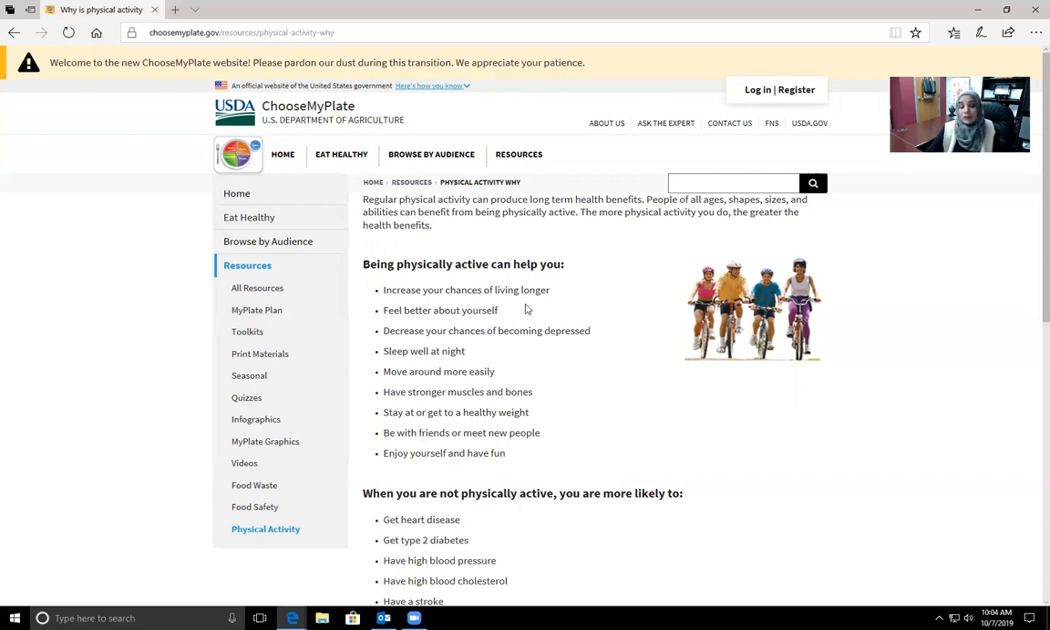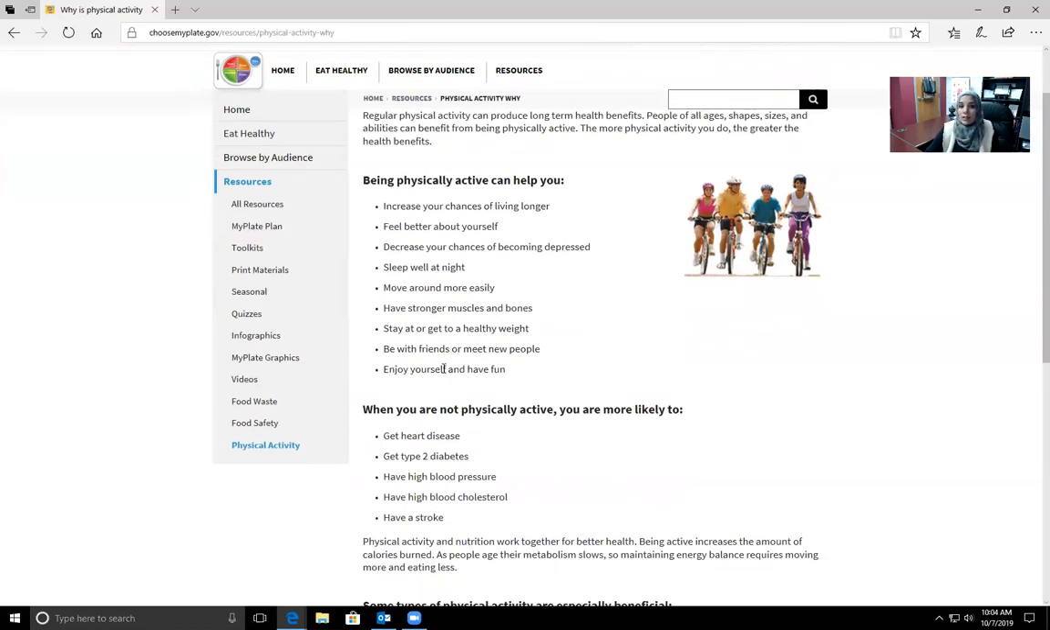Increasing the chance of living longer and a better quality of life as well is very important. So these are just a list of how you will set up why he needs to be active. Tie it into your plan, but obviously don't copy and paste. Put it in your own words.